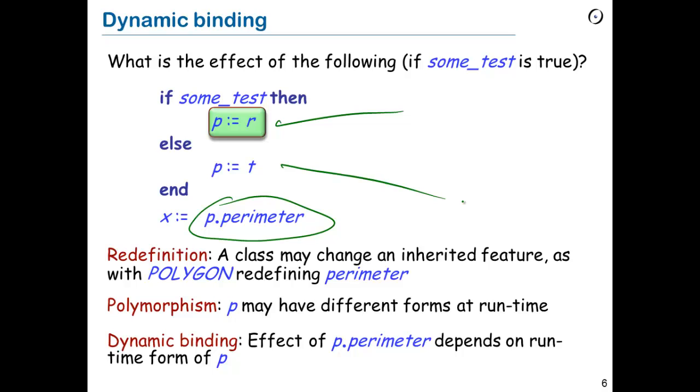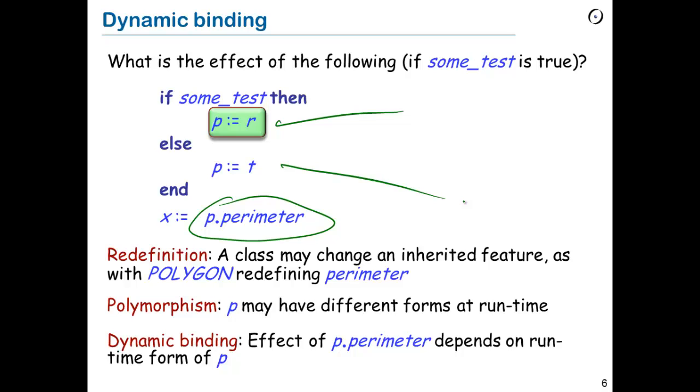So some tests could be the result of finding out where the user has clicked the mouse. Sometimes he clicks on a rectangle icon, sometimes on a triangle icon. And some test is going to be true or false depending on whether he's clicked on a rectangle icon or not. This is just an example, but it's to emphasize that we cannot know statically. It's only in one particular execution that P will become polymorphically attached to either a rectangle or a triangle object.